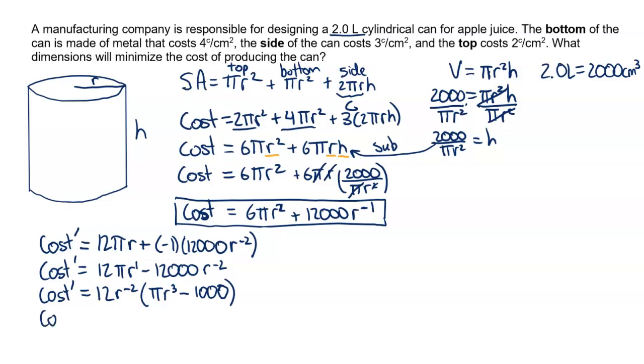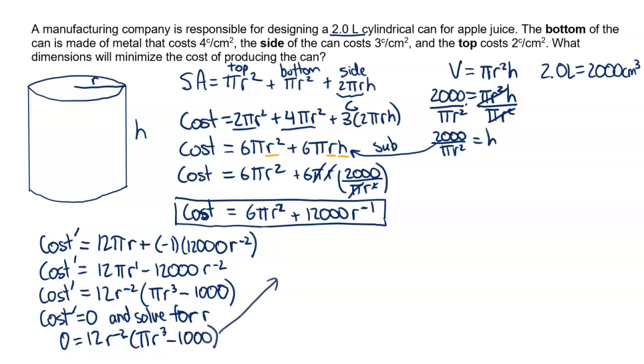So we're going to set that derivative equal to 0, and we want to solve for r. That means 0 is equal to 12 r to the negative 2 times pi r cubed minus 1,000. Let's go ahead and solve the two situations now. 0 is equal to 12 times r to the negative 2, or 0 is equal to pi r cubed minus 1,000. Those are our two possible solutions here.